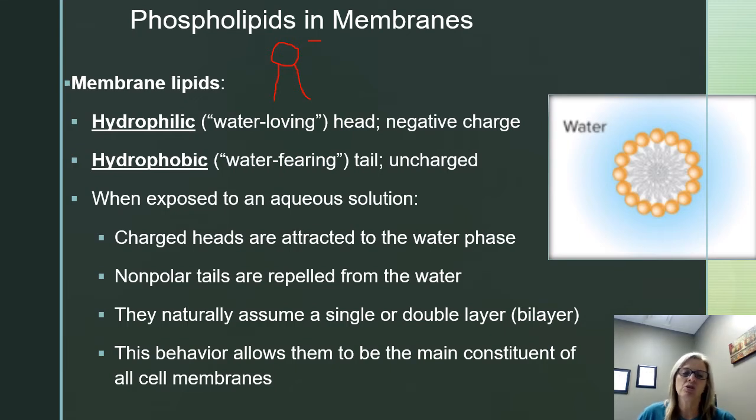So when these guys are exposed to an aqueous or water-based solution, the heads are attracted to the water, the non-polar tails are going to be repelled from water, and so they actually will form this double bilayer, which I believe is on another slide or two, okay? So this allows them to be the main constituent of all cell membranes. And basically, you could look at it this way. You're going to have the head out here, and then the tails, and this out here, and then you're going to have this go all the way down, and it's going to form this membrane. That membrane is also going to control what comes in and out of the cell.